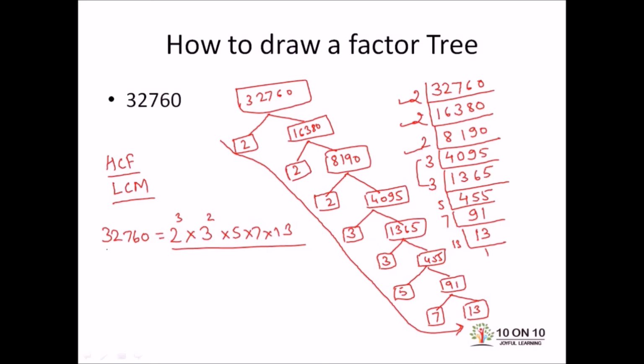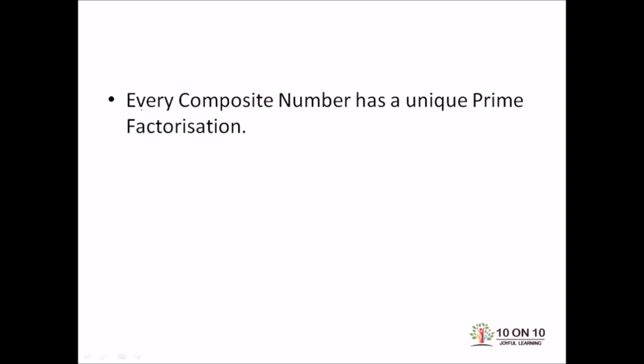This is the way to represent a number, and every composite number has a unique prime factorization. This means that no two numbers will have the same prime factorization. If such a prime factorization is given, then it represents a unique number. It cannot be more than one number which is represented by this form.